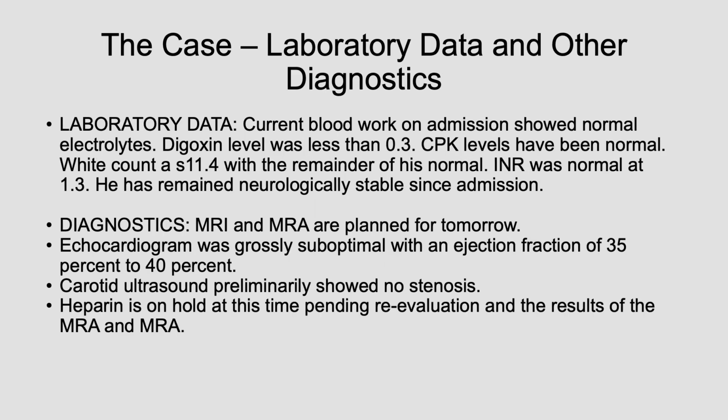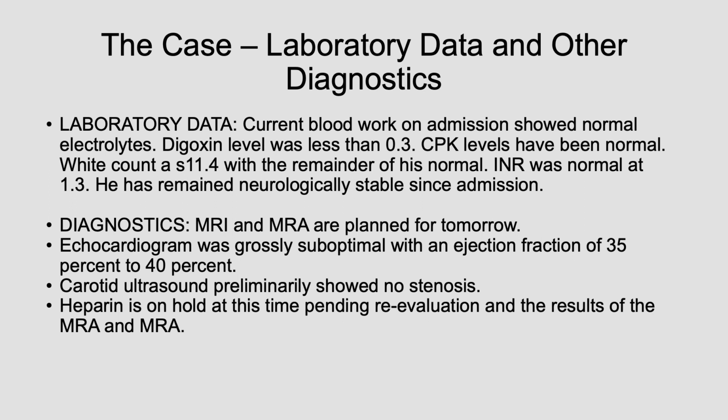Okay, laboratory data and other diagnostics. So laboratory data, current blood work on admission showed normal electrolytes. Digoxin was less than 0.3. CPK levels have been normal. White count 11.4 with the remainder of his normal. INR, International Normalized Ratio Clotting Time, was normal. He remained neurologically stable since admission. So the physician ordered an MRI and an MRA for tomorrow. Magnetic resonance imaging and magnetic resonance angiography.